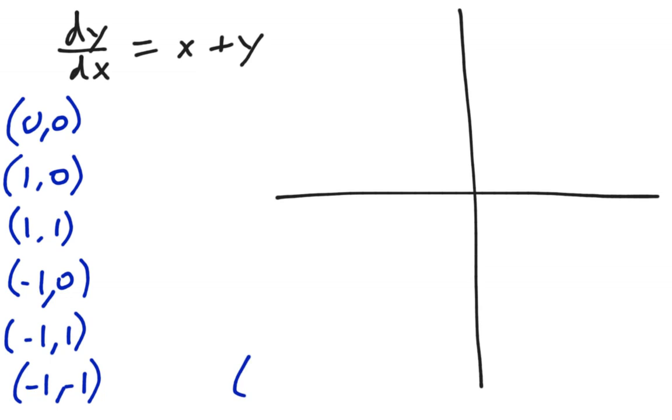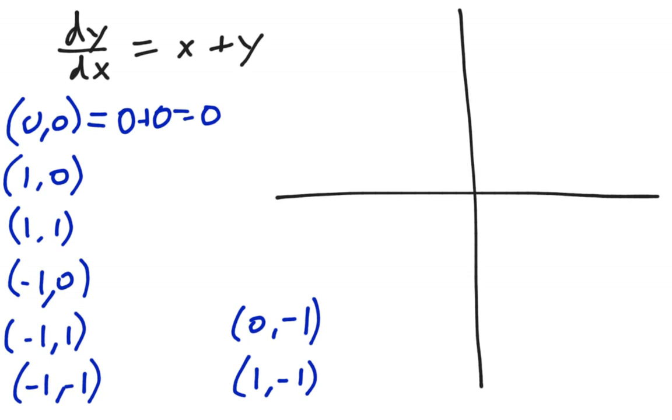Oops, we'll look at 1, negative 1, and 0, negative 1. This might be all of them. It might not be. Anyway, so let's find the slope at each of these points. So at 0, 0, to find the slope, I plug it in. So 0 plus 0 is 0. I take this 0, and at that point, I draw a little thing with a slope of 0.